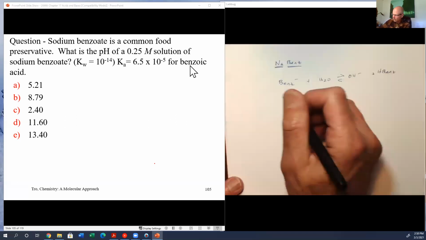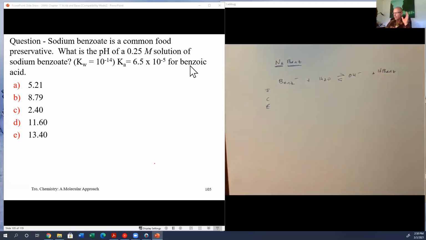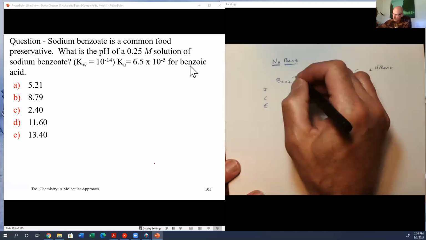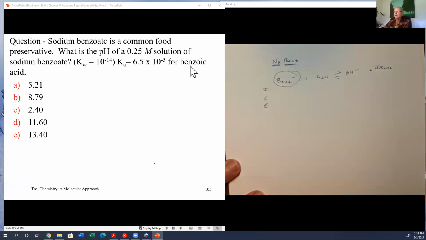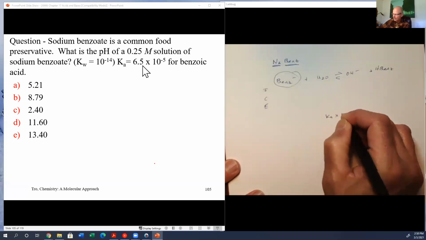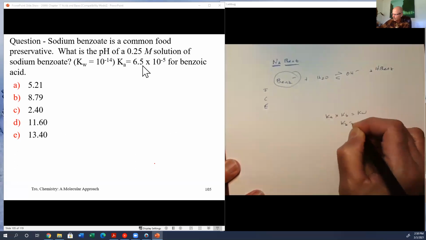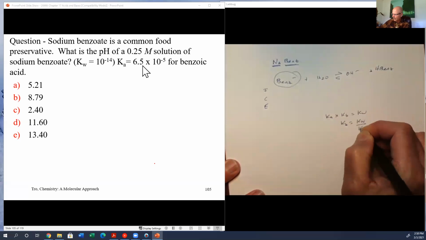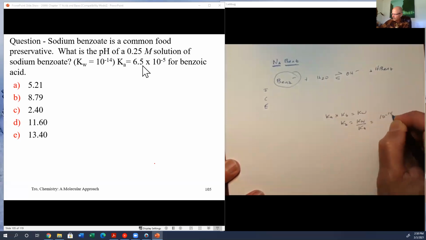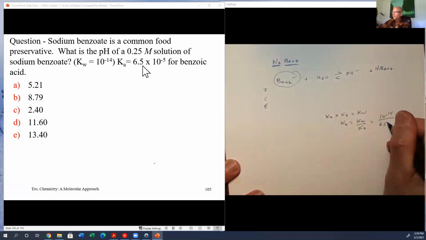So the next thing you want to do is set up your ice table. And remember, this is an ion acting as a base. They're giving you Ka. To solve this problem, you're going to need Kb. So how are you going to get Kb? Ka times Kb is equal to Kw. So Kb is equal to Kw divided by Ka, which is 10 to the minus 14 divided by Ka, 6.5 times 10 to the minus 5.